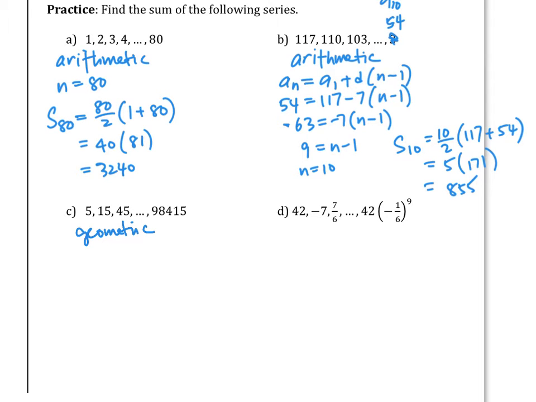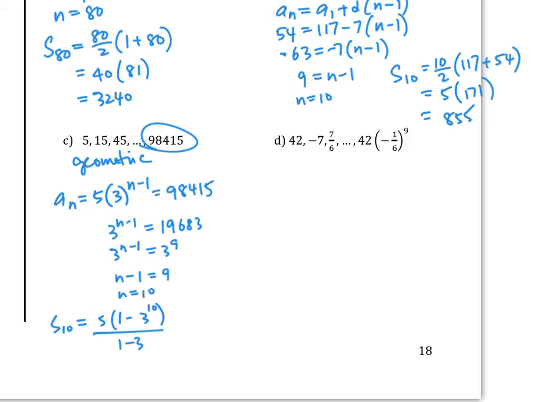And so what you want to do, same thing, you need to find out what term number that is by using the explicit formula, which is first number times r to the n minus 1, which is 98415. So find out what n number it is and then use the geometric finite series formula to find out the sum. So pause this video, give this a try.